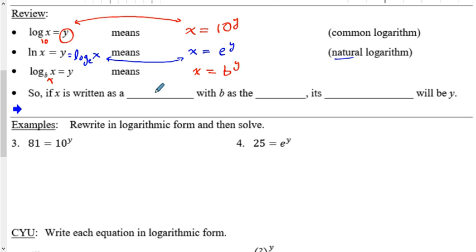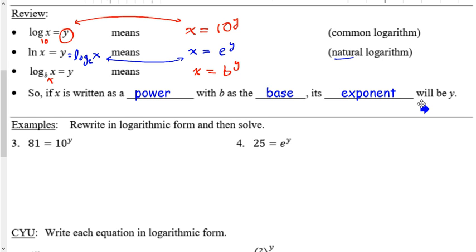So is this something I can drag out? Let's see. If x is written as a power with b as the base, then the exponent will be y. Just like I said as I was writing it out.